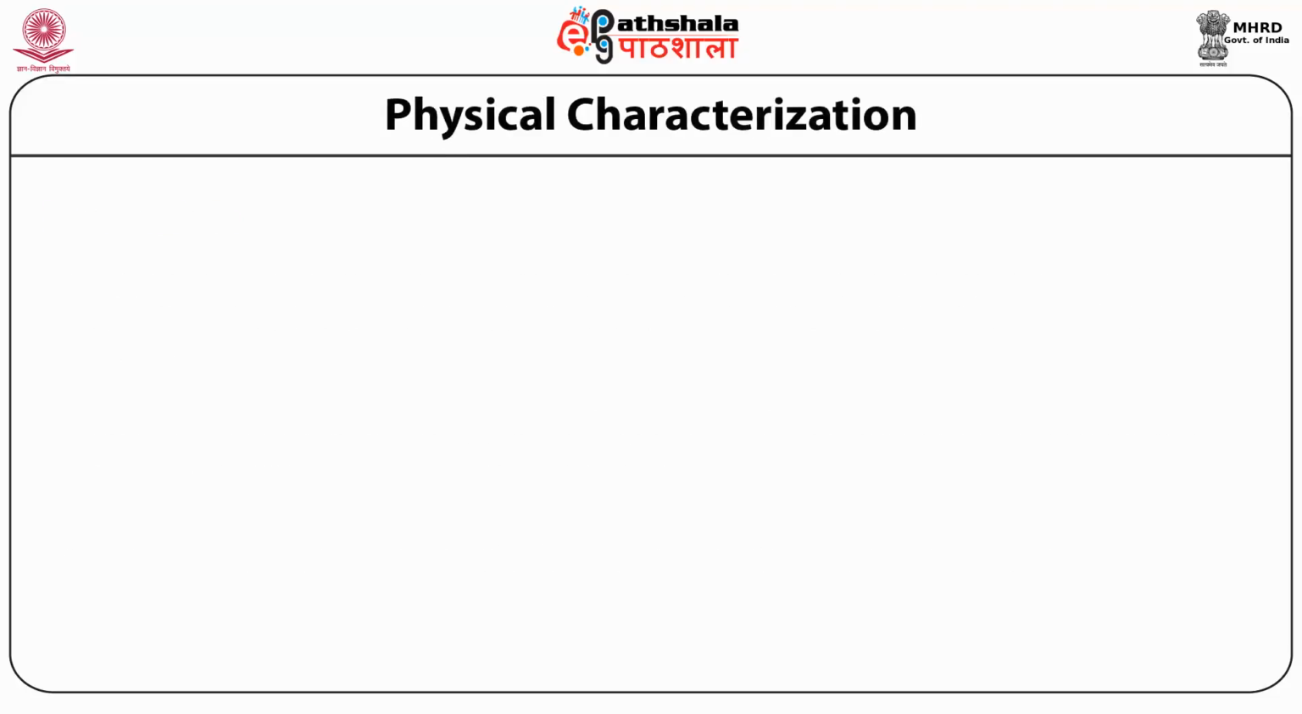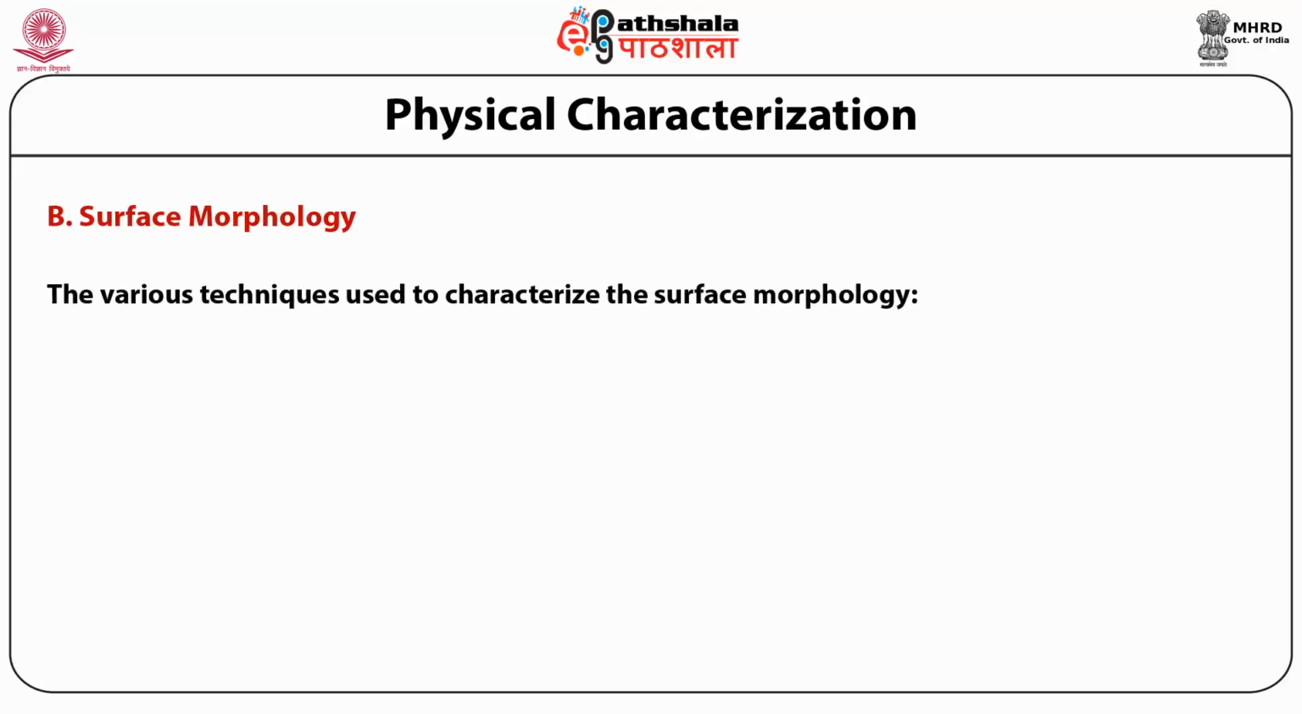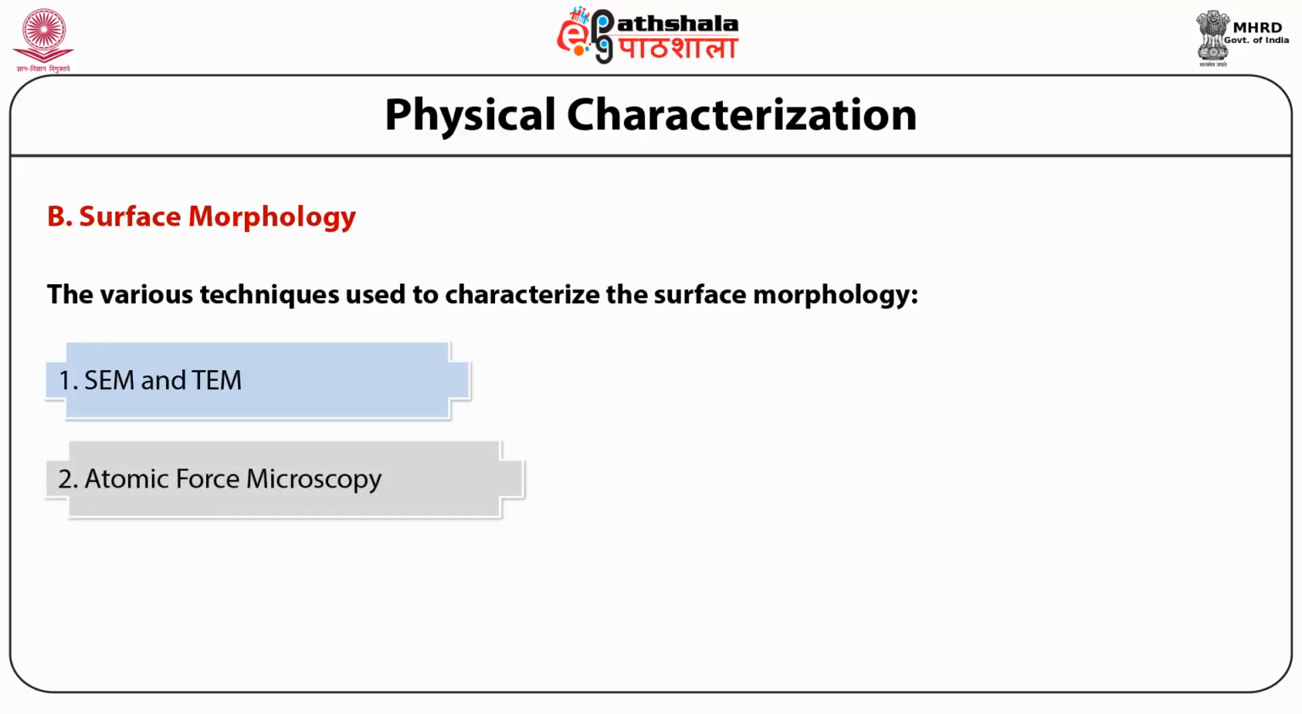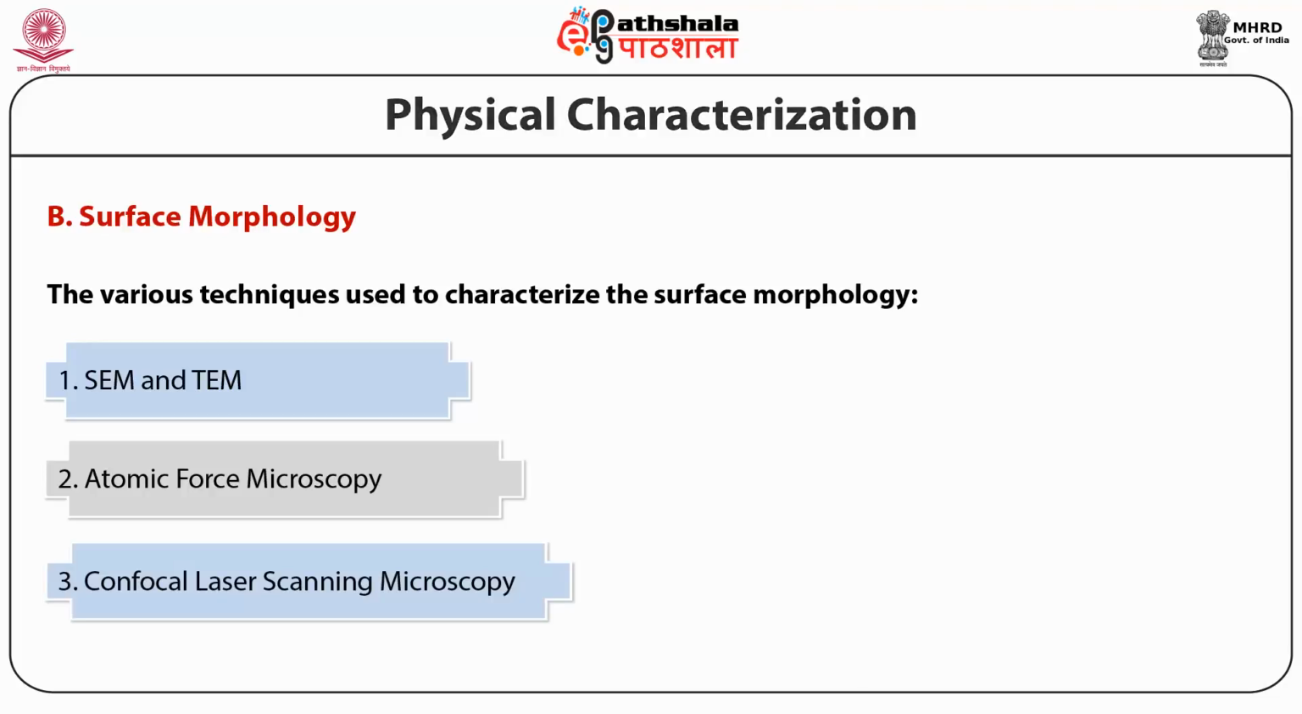Physical characterization, under this, surface morphology. The various techniques used to characterize the surface morphology are SEM and TEM. SEM stands for scanning electron microscopy and TEM stands for transmission electron microscopy. These two techniques we have already discussed in the previous modules and sections. Other techniques used are atomic force microscopy, also termed AFM, and confocal laser scanning microscopy.